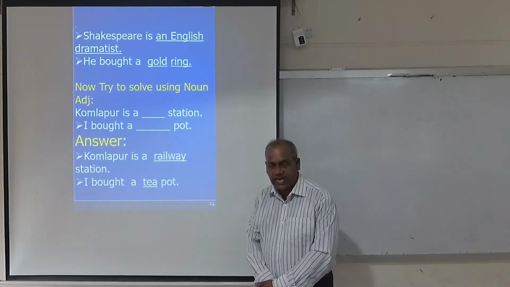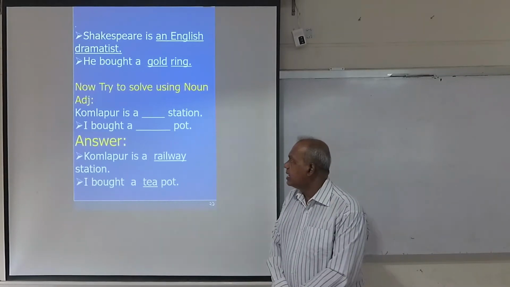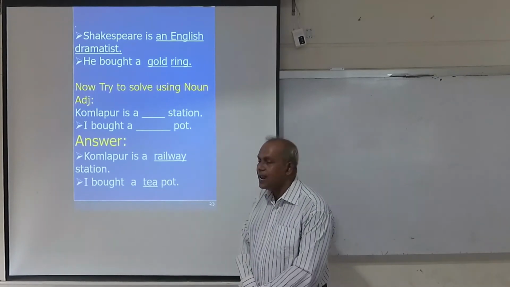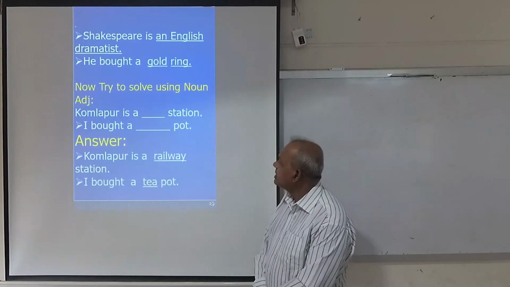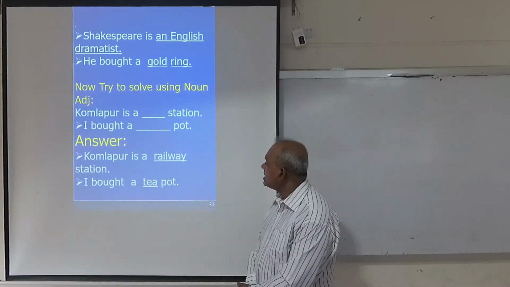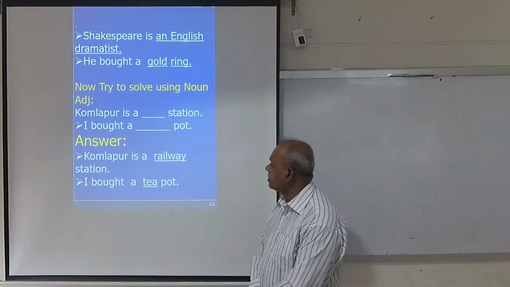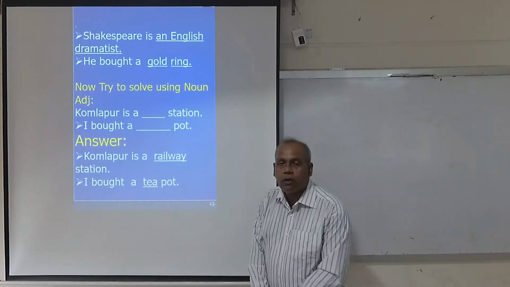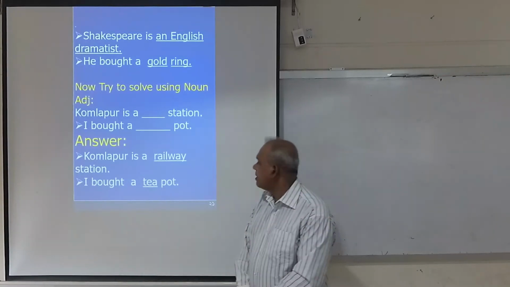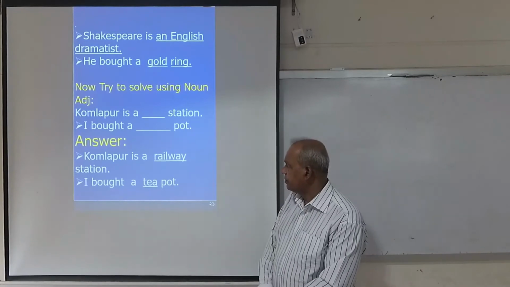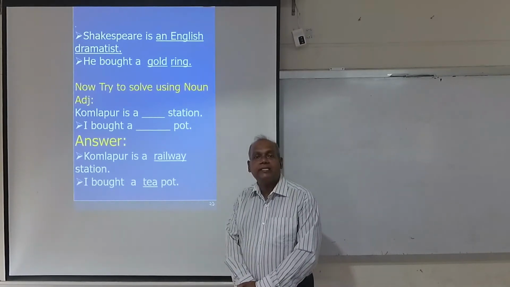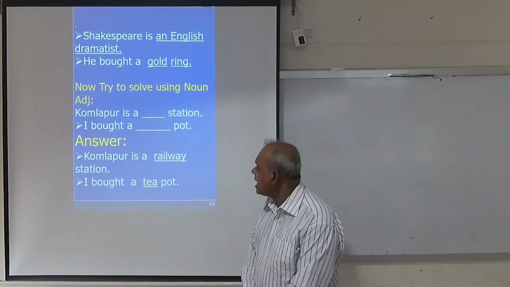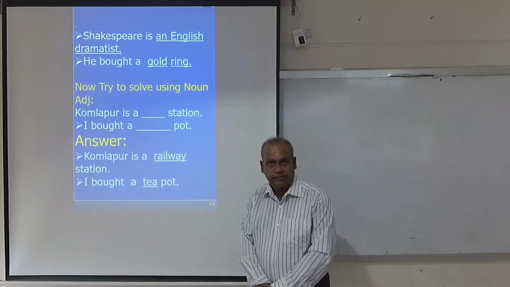Kamlapur is a railway station. Railway station, railway is a noun and station is also a noun. Railway is used here as pre-modifier. That means this noun has been used here as a pre-modifier. In the next sentence, I bought a teapot. You know, tea is also a noun and pot is always a noun. So, tea is used here as a pre-modifier just like an adjective. So, the noun adjective is tea.